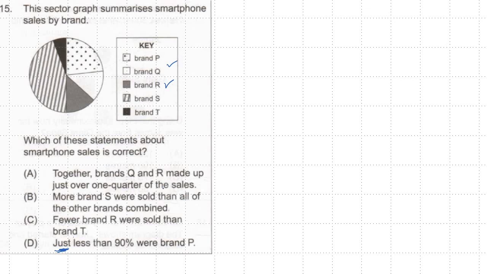They make up just 1/4 of the sales. When you see a quarter like this, what it means is this one is cut into 4 parts. Why is it that you know the first statement is correct? You see Q and R, right? When you see Q, this is Q, R. It's just nice, it's just over 1/4 of the sales. Let's say we put 1/4 here.